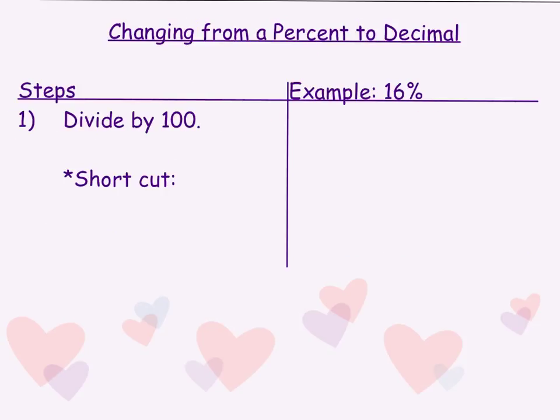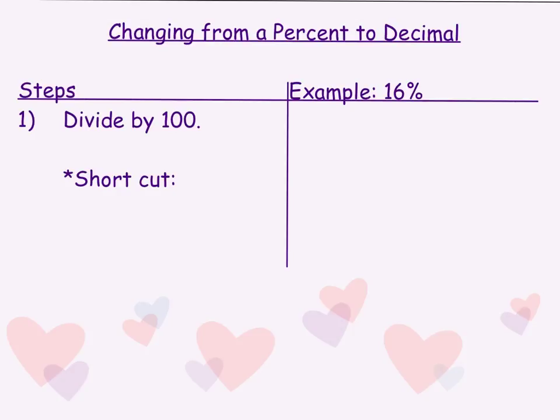So our first thing that we're going to look at is how do I change from a percent to a decimal. So I'm going to give you a percent and you're going to write it as a decimal. And there's really only one step to it. All you're going to do is divide by 100. And we're going to learn why that is tomorrow. So just for right now, just know that to change from a percent to a decimal, we're going to divide by 100.